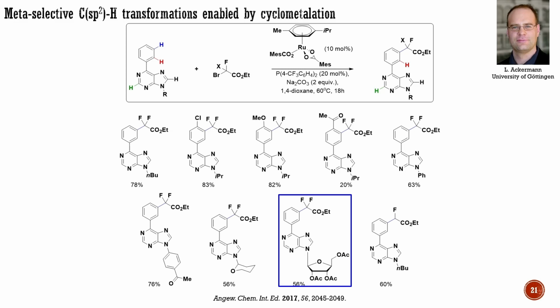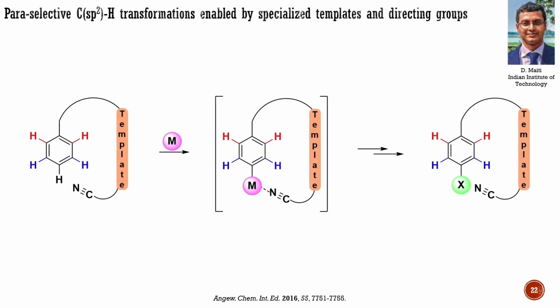This concludes the strategies for meta-C–H functionalization. Now, let's explore an example of selective para-C–H transformation. The strategy based on specialized templates and directing groups was extended to para-C–H functionalization in the group of Maiti from the Indian Institute of Technology.